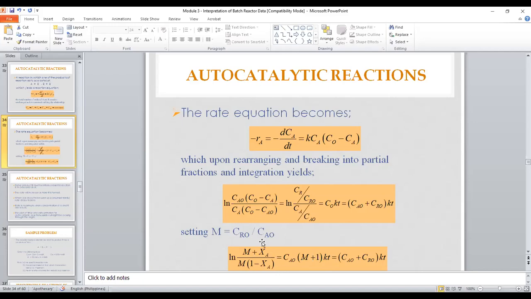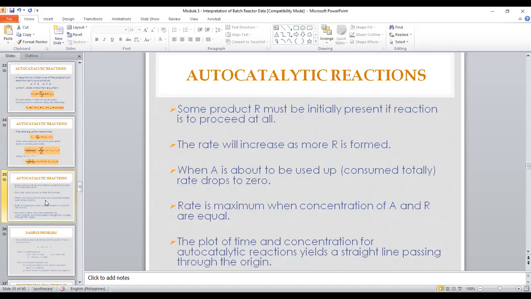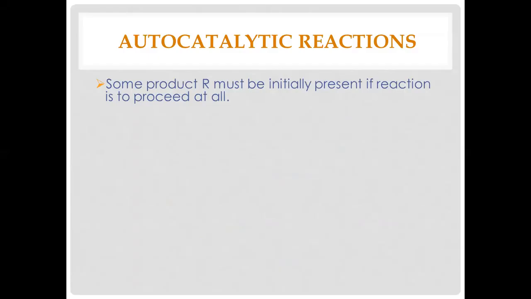Because you can always get an expression of XA in terms of C sub A, if it's C sub A that is provided in the problem. Now, what are the things that we are to take note of when we speak of autocatalytic reactions? It's a requirement that some product R must be initially present if the reaction is to proceed at all. Meaning if no amount of R is initially present, the reaction will not happen.